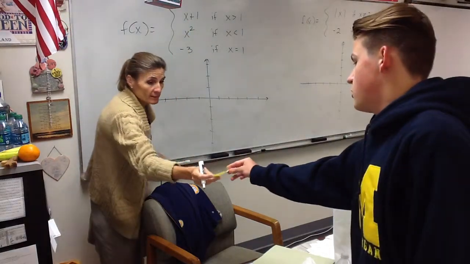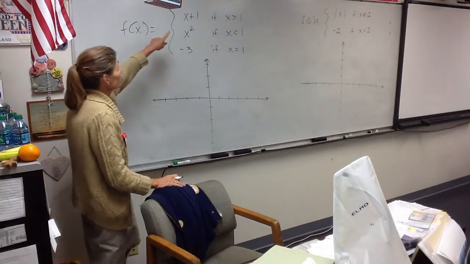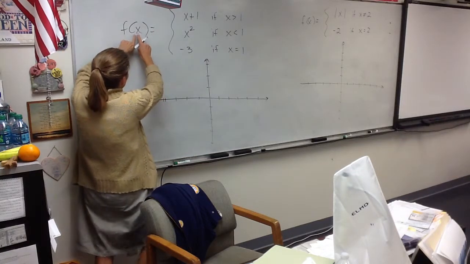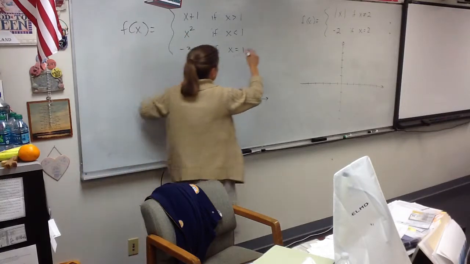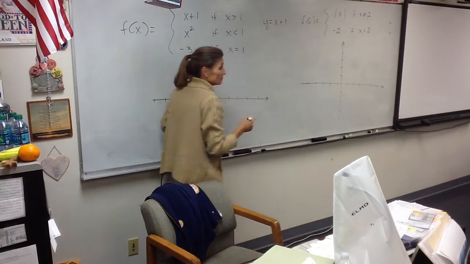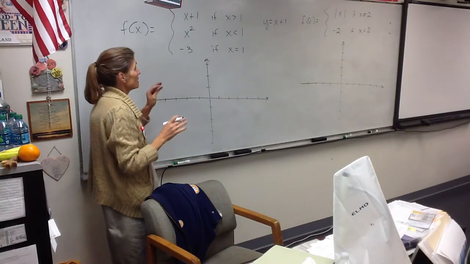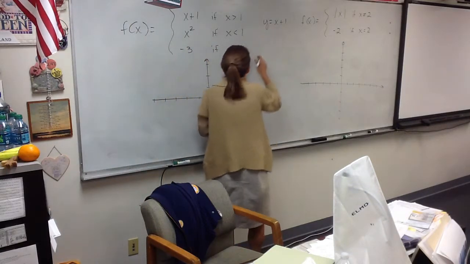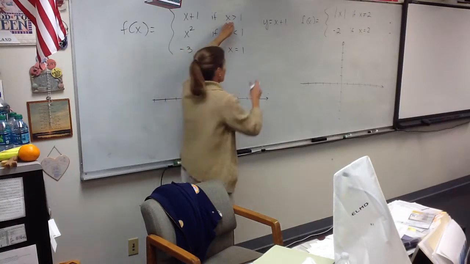Take a look at the top equation. It literally says y equals x plus 1. So I'm going to graph the equation y equals x plus 1. Now you can do this in two different ways. You can either graph, just from the beginning, only the part of the line you want, which is the part where x is greater than 1.